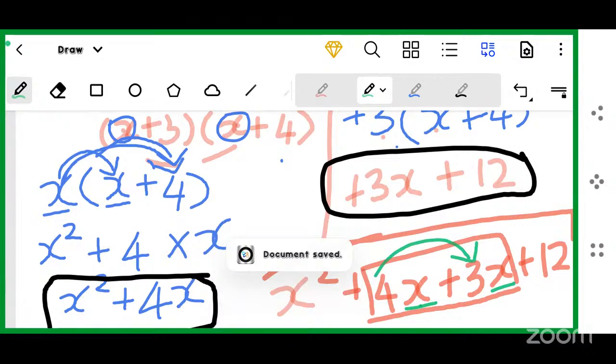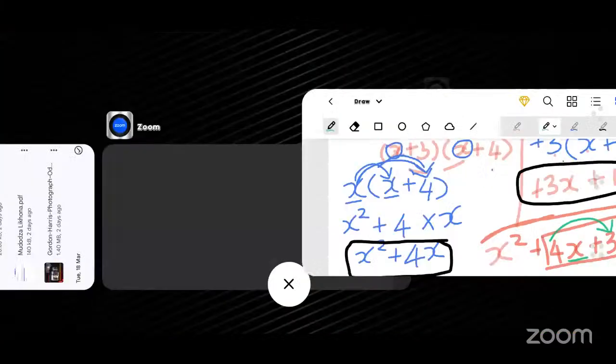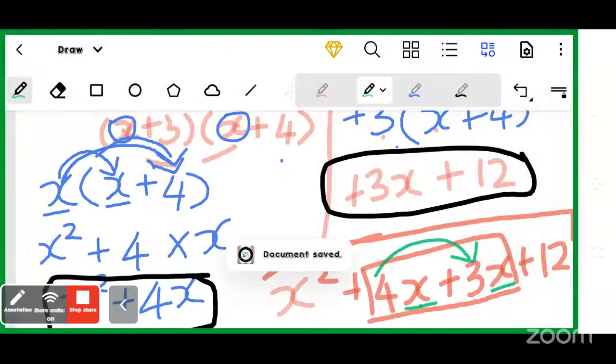Are we okay? Yes, ma'am. Okay, so what are like terms? Anyone who can explain it to me? Like terms? Okay, I can say it's more like twins. Twins, ma'am, yeah, it's more like twins. Okay, ma'am. All right. So let me just do another one with twins.